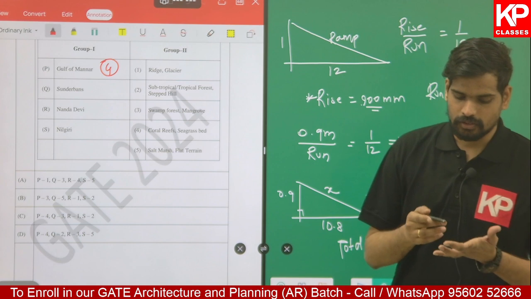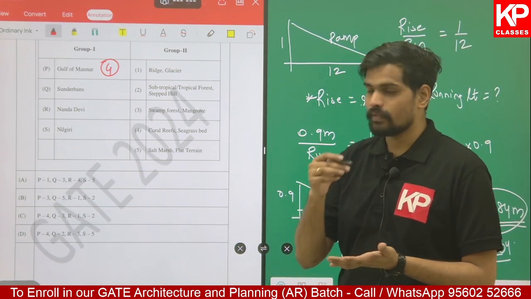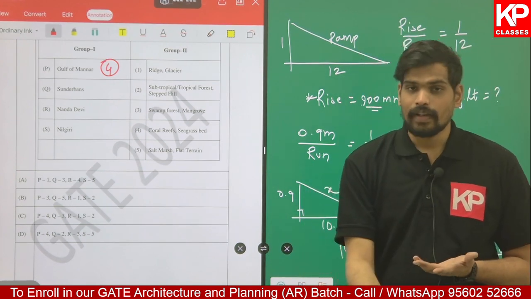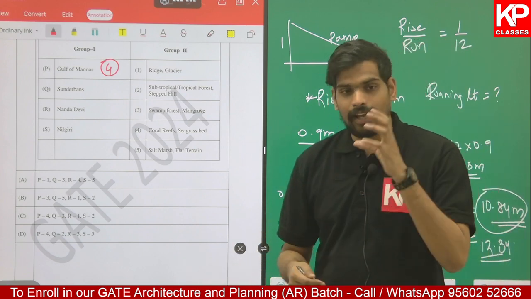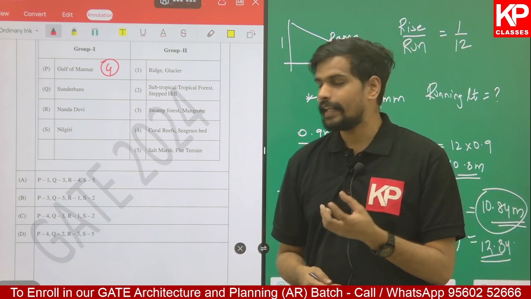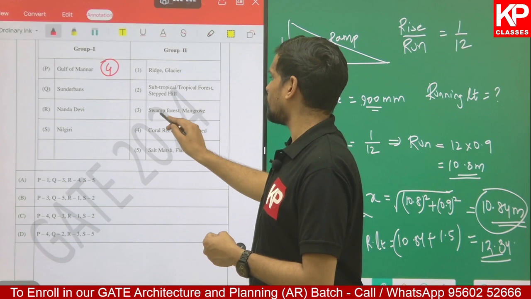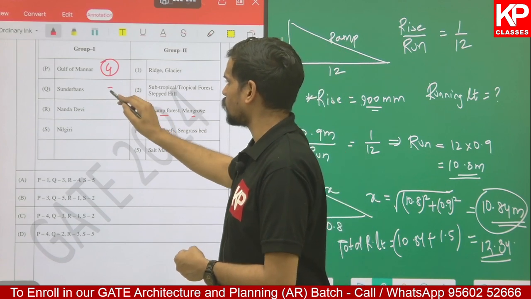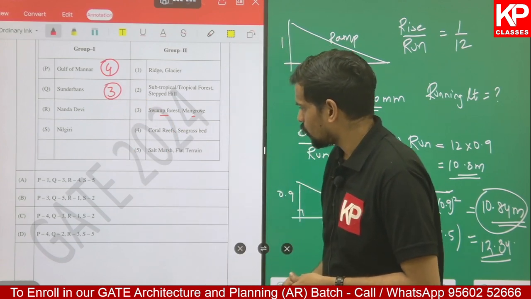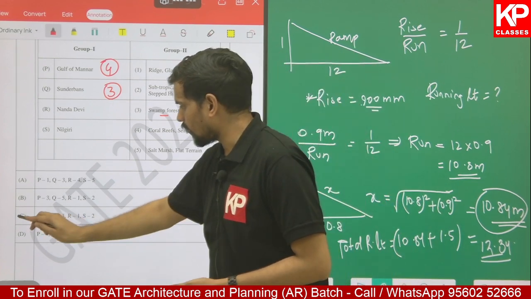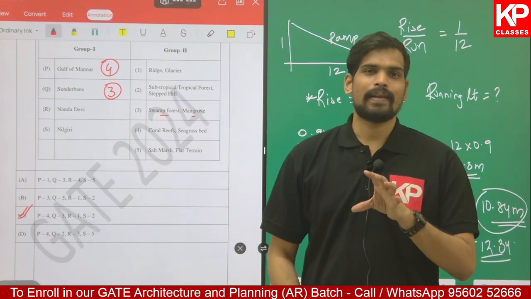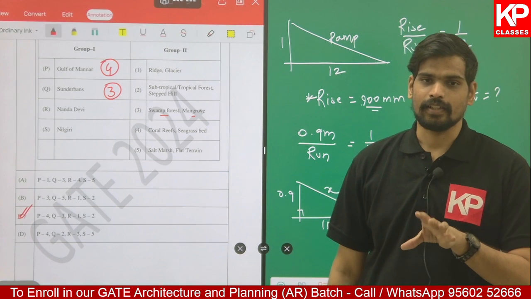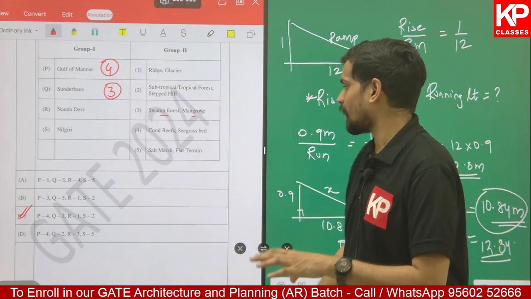Sundarbans, I'm sure you all know that it is a part of a biosphere reserve. It is also a part of the wetlands, a Ramsar listed wetland. In fact, the largest wetland of all the 80 in India. Sundarbans is known for swamp forest and mangroves. So 3, and I think there's only one option again. So this year the match the following questions are relatively easier. Even if you know one or two, you can eliminate and come up with an answer.